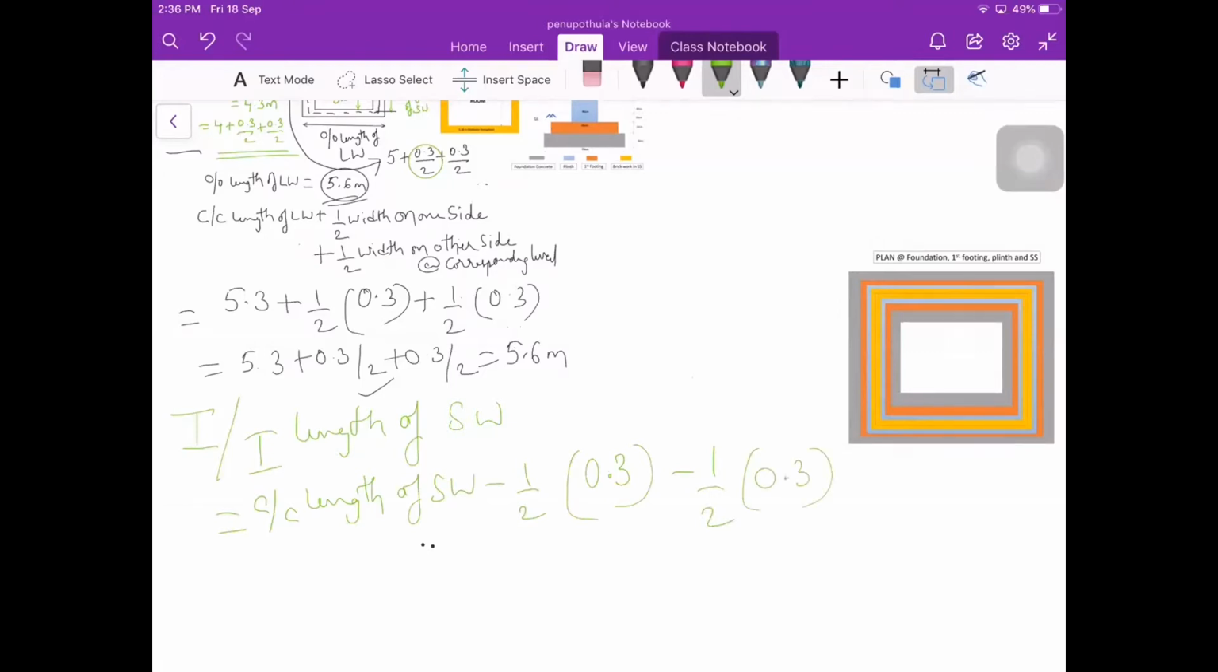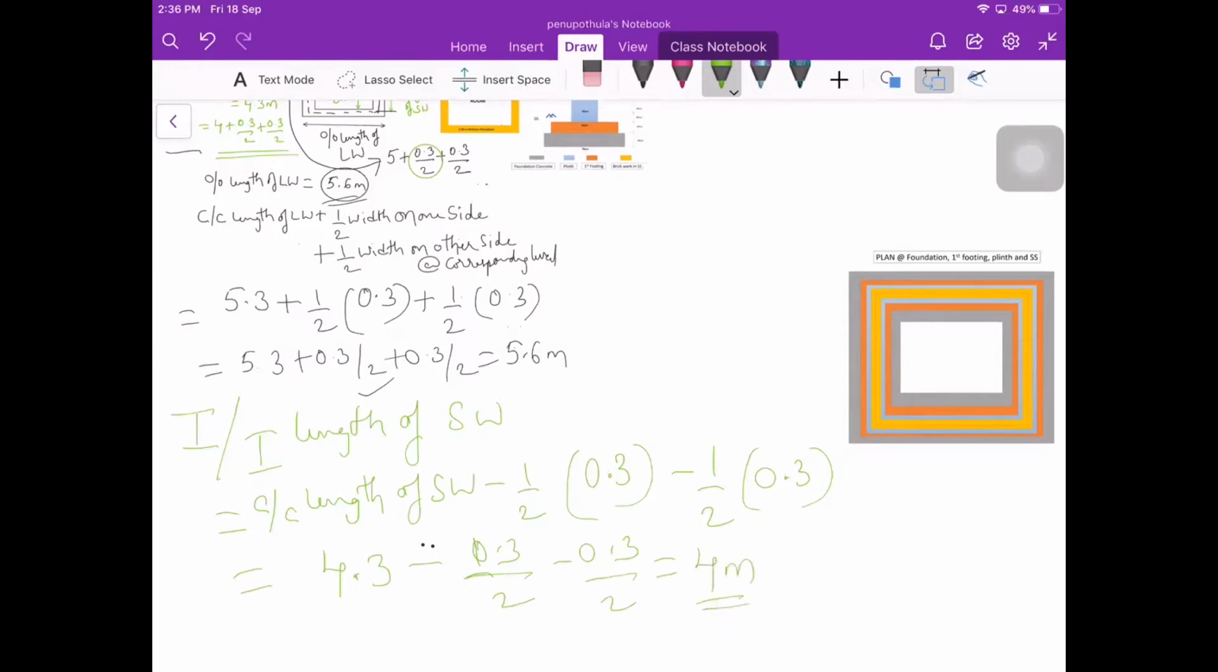So half width on one side plus half width on the other side. What is the center to center line length of the short wall? 4 meters. Sorry, 4.3 meters, minus half width on the other side. Half of 0.3, so 0.3 by 2 minus 0.3 by 2. So in total it is 4 meters.